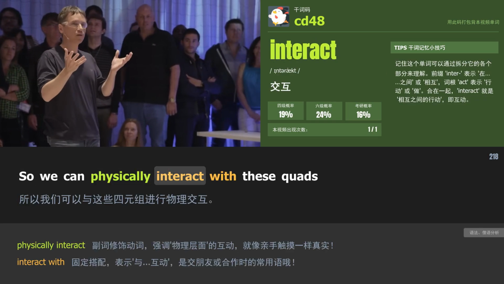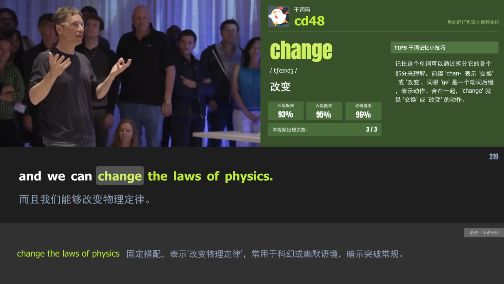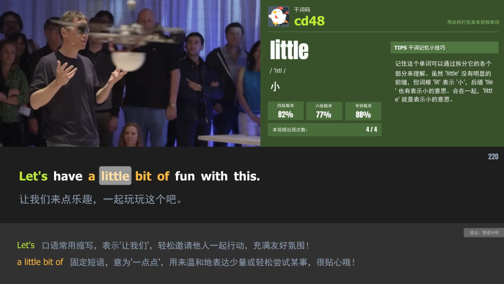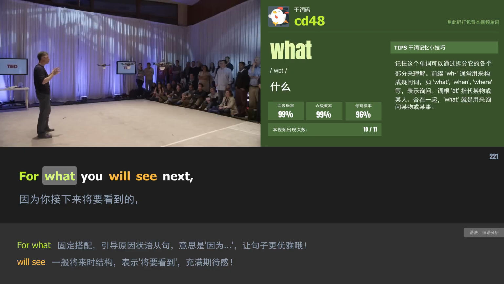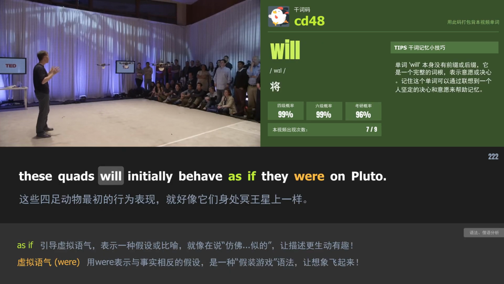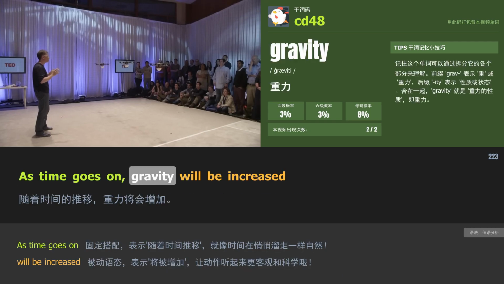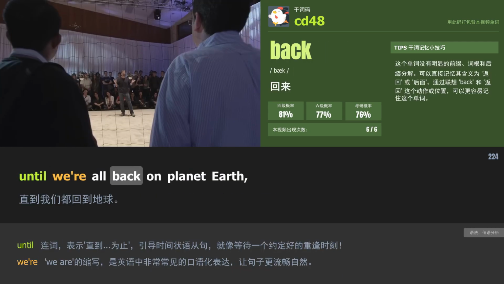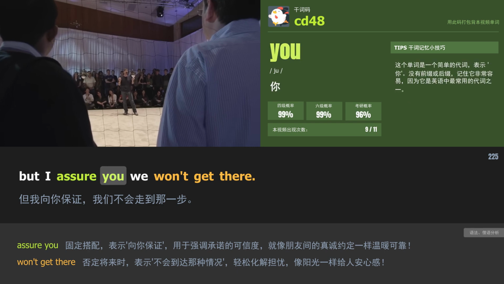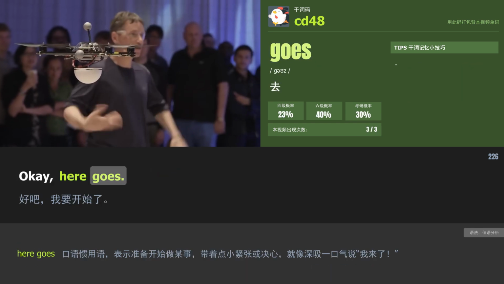So we can physically interact with these quads, and we can change the laws of physics. Let's have a little bit of fun with this. For what you will see next, these quads will initially behave as if they were on Pluto. As time goes on, gravity will be increased until we're all back on planet Earth. But I assure you we won't get there. Okay, here goes.